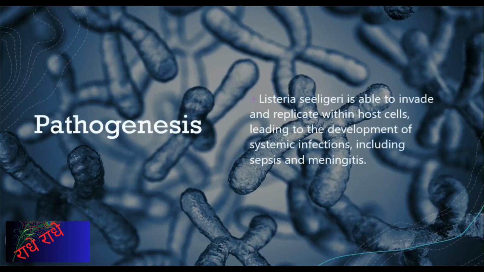Pathogenesis investigates how diseases emerge and develop. One such pathogen is Listeria seeligeri, whose systemic infection can take the form of sepsis or meningitis. This bacterium can penetrate and reproduce inside the host cells, hence it is highly hazardous.